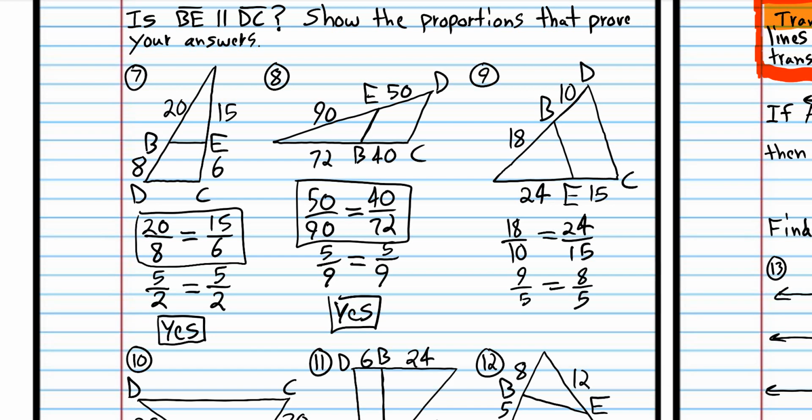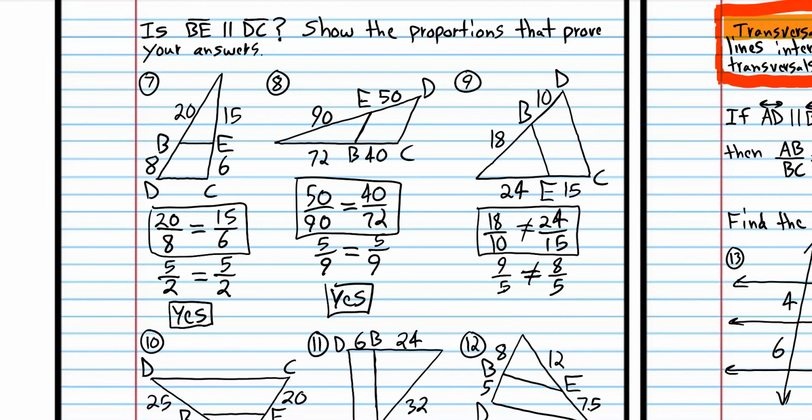So you can see it almost worked, but not quite. So this is not true, so we're going to put a cross through there, rectangle that, because that shows that they're not parallel. BE is not parallel to DC, so we say no.